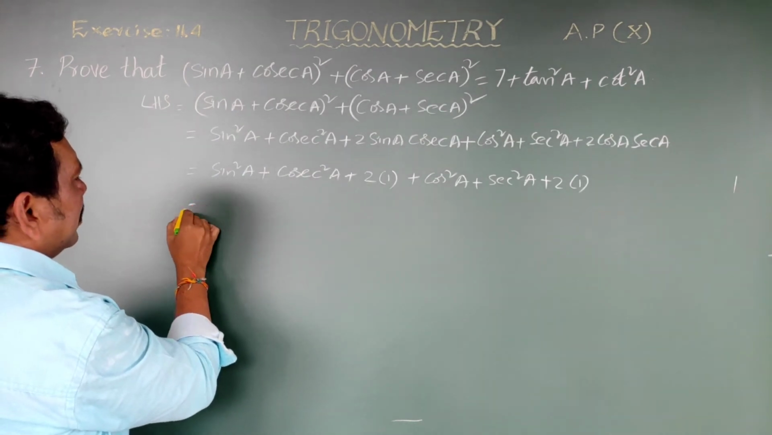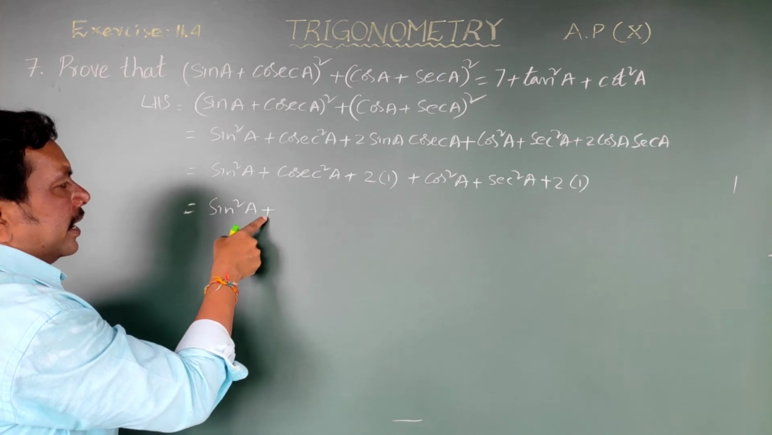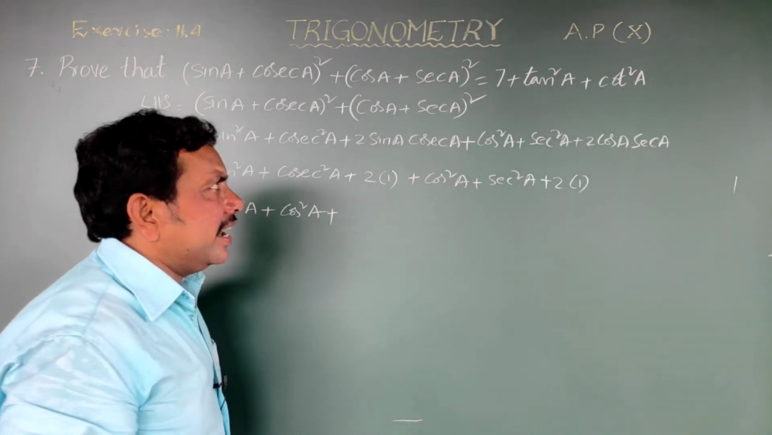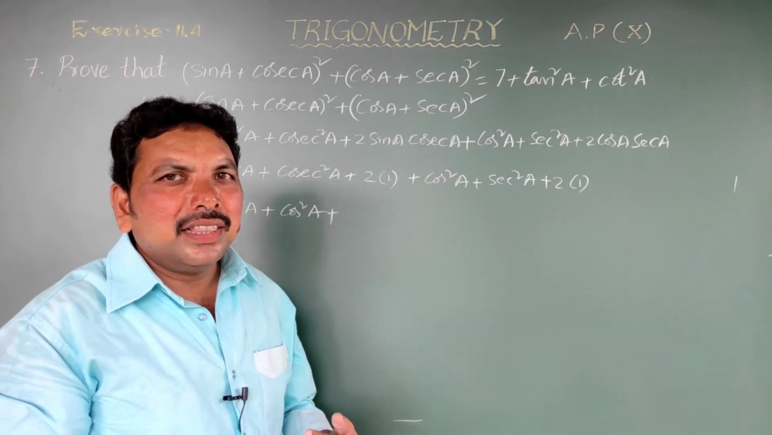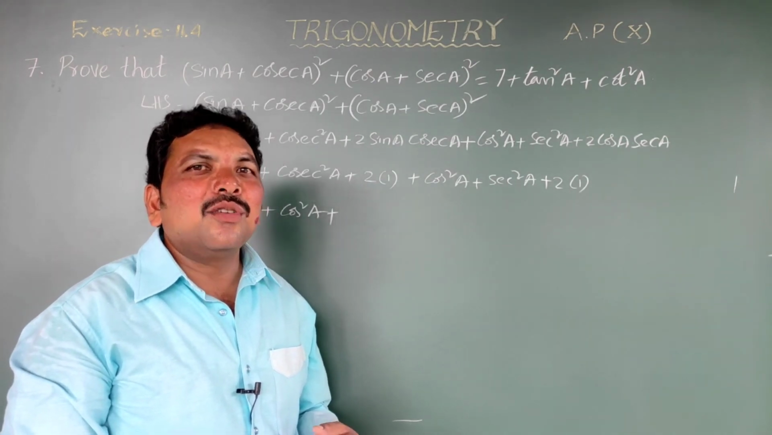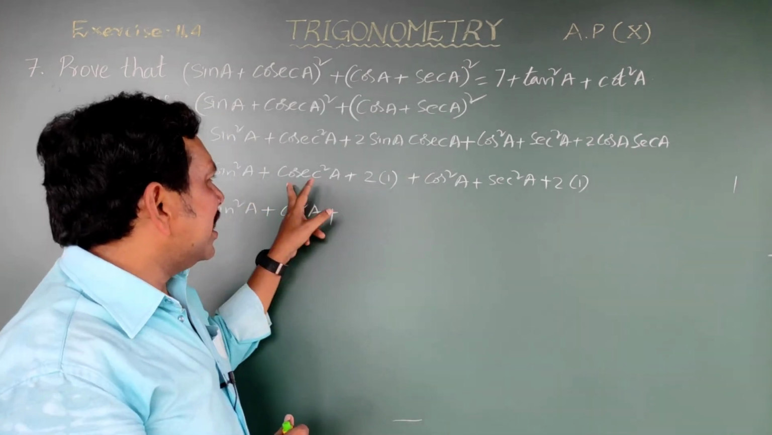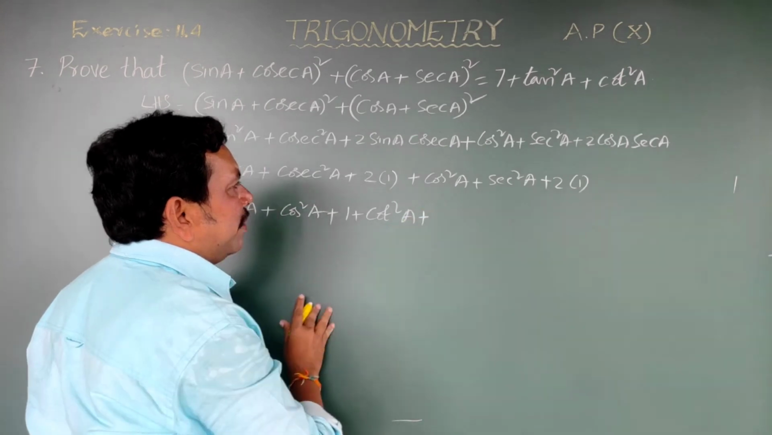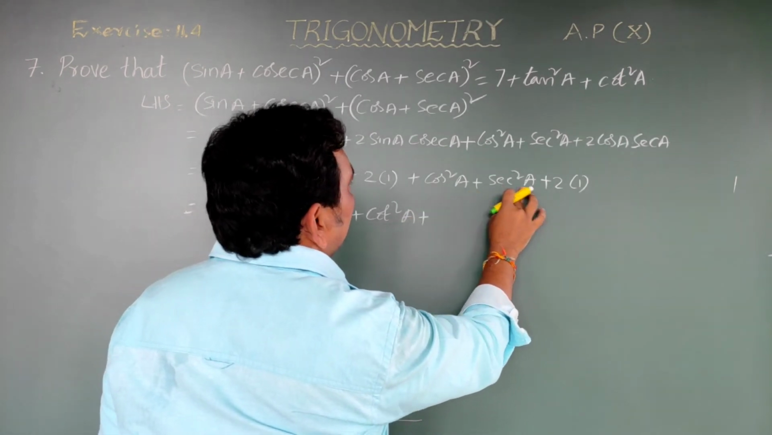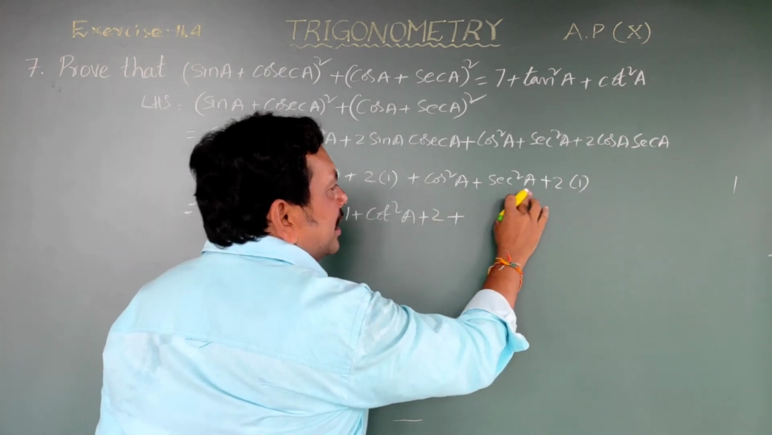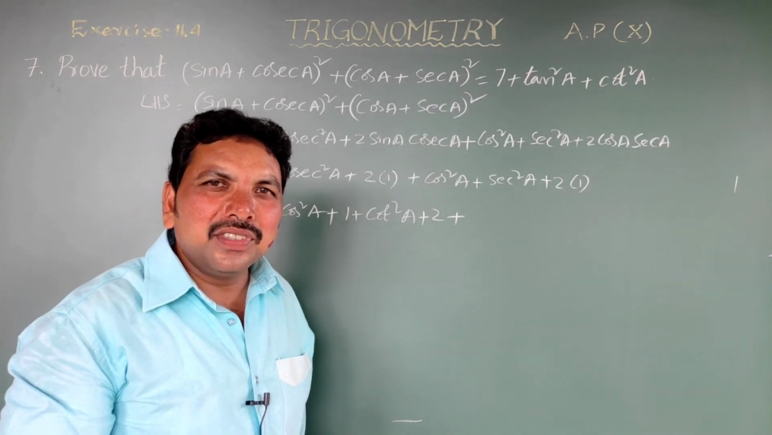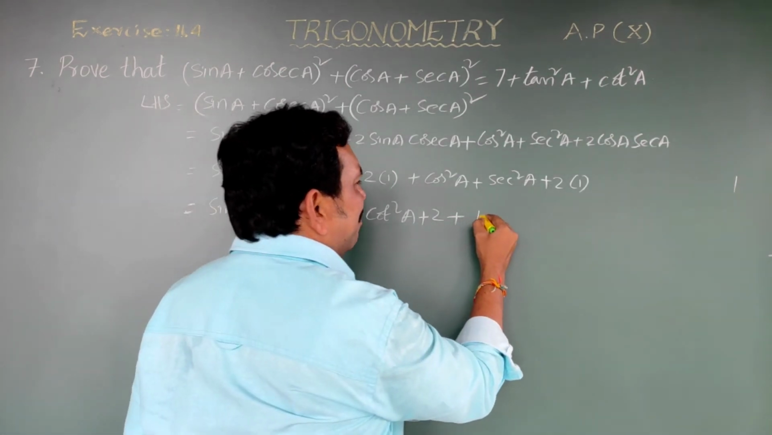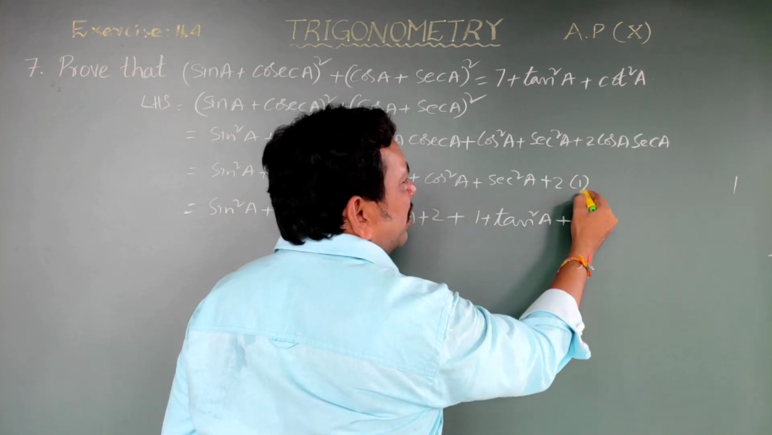So that is equal to sin square A plus cos square A plus cosecant square A. We know trigonometric identity 3: cosecant square A minus cot square A is equal to 1. So in place of cosecant square A we write 1 plus cot square A, plus 2. Next, secant square A: by trigonometric identity 2, secant square A minus tan square A is equal to 1, so secant square A is 1 plus tan square A, plus 2.